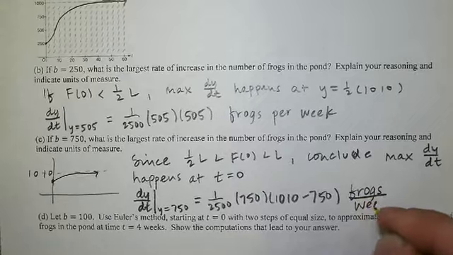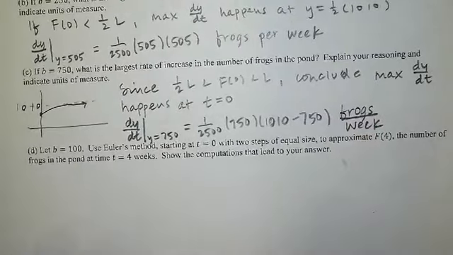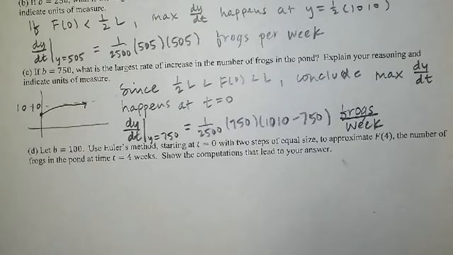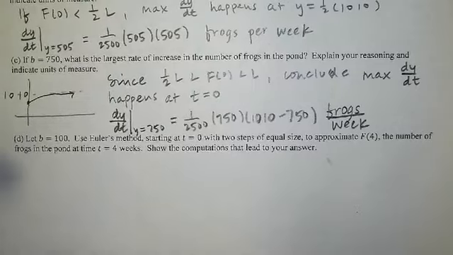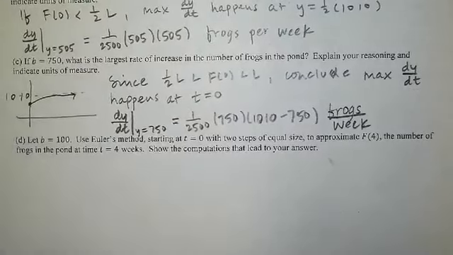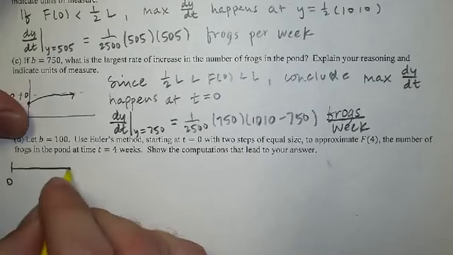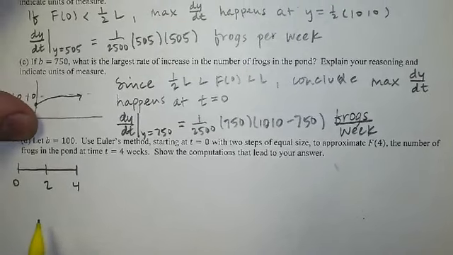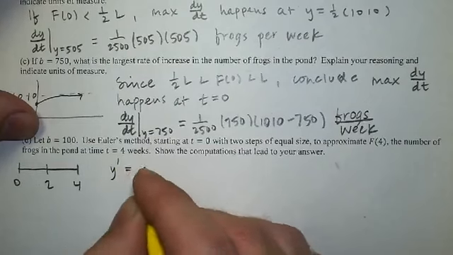All right. Let b equal 100. Use Euler's method starting at t equals 0 with 2 steps of equal size to approximate f(4), the number of frogs in the pond at time t equals 4 weeks. Well, we will definitely show the computations because that's all Euler's method is, right? So I'm going to say, starting at t equals 0, going to t equals 4, 2 steps of equal size. My first step will be t equals 2. I'm going to just kind of copy down the differential equation.